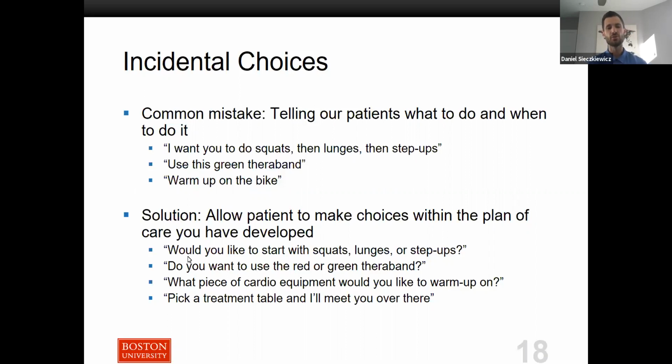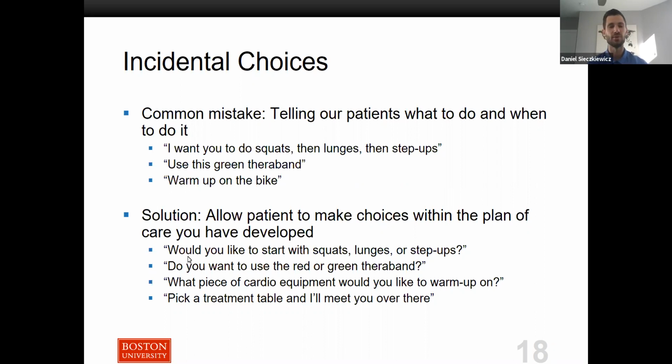If we provide our patients with too much autonomy, it sometimes comes off as we don't know what to do. We're not sure what to do, or we don't have a plan. So within the plan that you have, provide some choice, especially if they're incidental choices. So things like, would you like to start with squats, lunges, or step-ups? Each exercise has a similar goal, similar level of difficulty. So if our patient has a preference on the order that they do them in, we should allow them to express that preference. Do you want to use the green TheraBand or the red TheraBand?